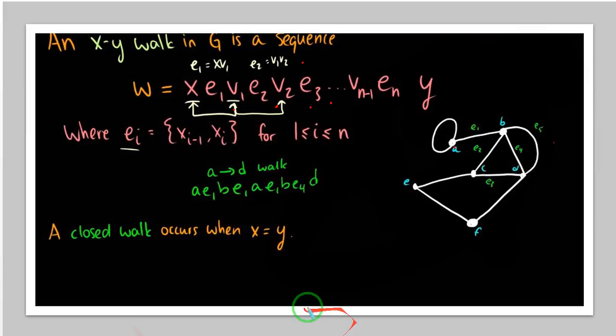Again, we are going from A to D in a walk. So again A, E1, B, E4 and D. Why? It's a repetition.